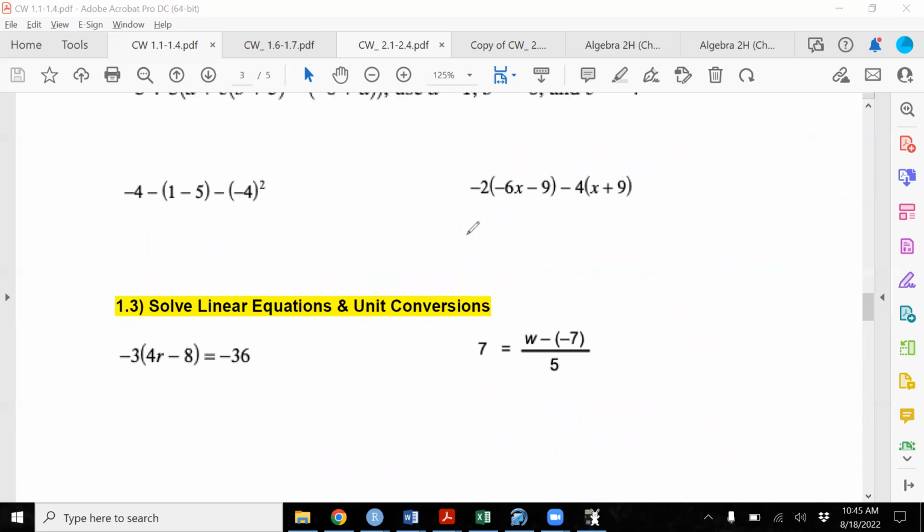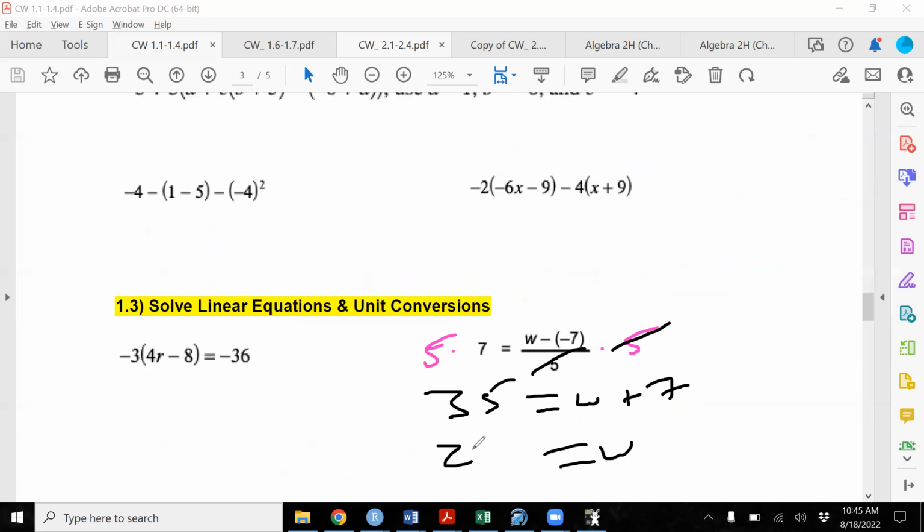Let me clear this. Let me do it again. So you see what I just did there? The 5s cancel. So I got 35 equals W plus 7. W has got to be 28.